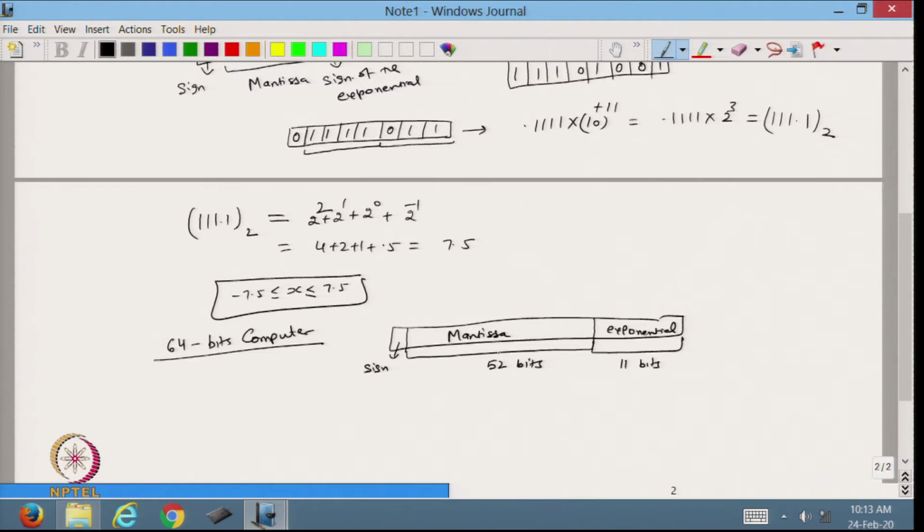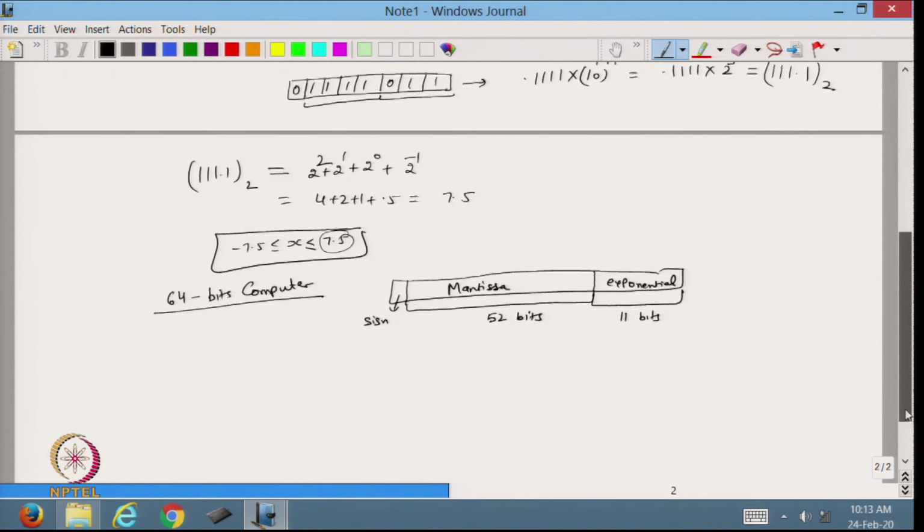Definitely, in the 8-bit computer I was able to calculate only 7.5 as the highest number, but in this case the highest number will become a very big number, because we have 52 bits in the mantissa and 11 bits in the exponent part. So, this way a binary floating point number can be saved in the computer.